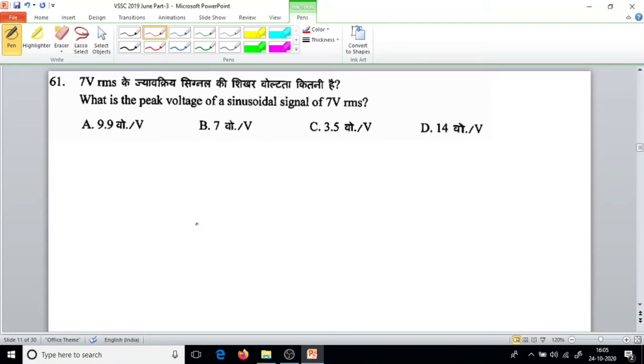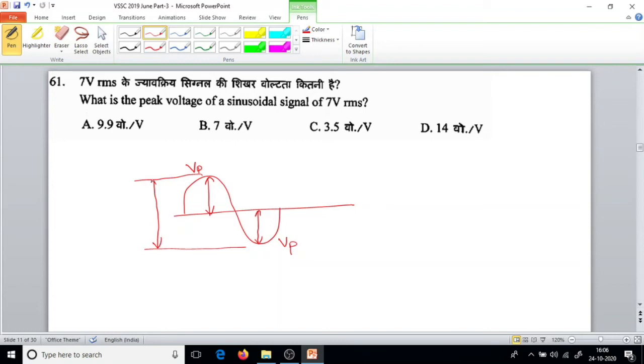What is the peak voltage of a sinusoidal signal of 7 volt RMS? Here some terms you have to understand. In the last video I made a mistake. From here to here, this is the peak voltage on the positive side. This is the peak voltage on the negative side. Between these two is the V peak to peak. Now, V RMS equals V peak divided by root 2. So this is the equation.